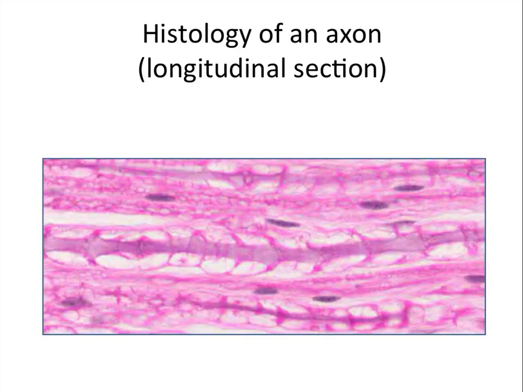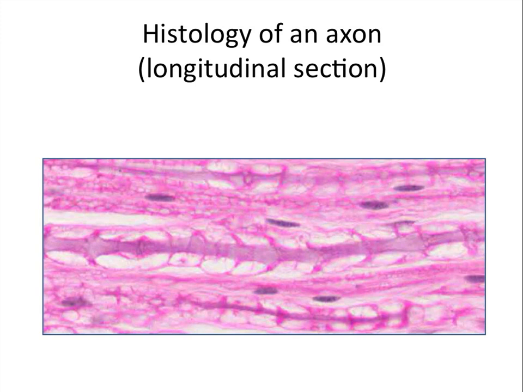So the last thing we're going to look at is the histology of an axon, and the way we're looking at it here is in longitudinal sections. So we've cut down the length of the axon rather than across it. If we cut across it, it would be a transverse section. If we cut down the length of it, as we have here, it's a longitudinal section.